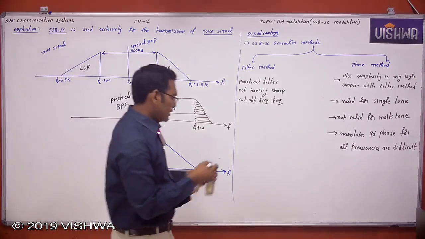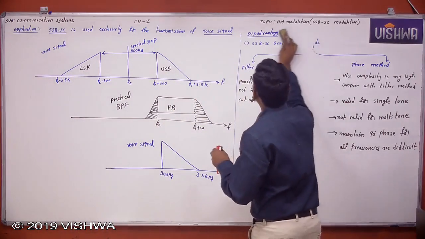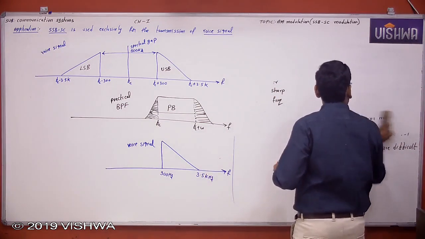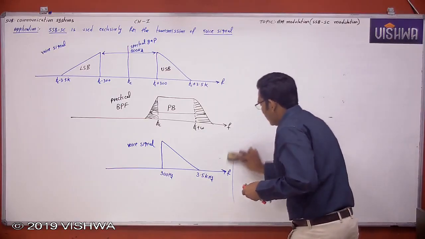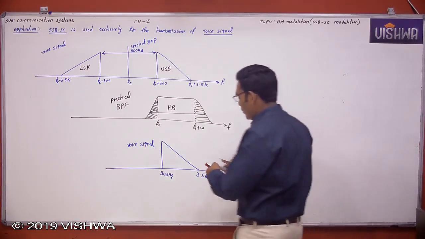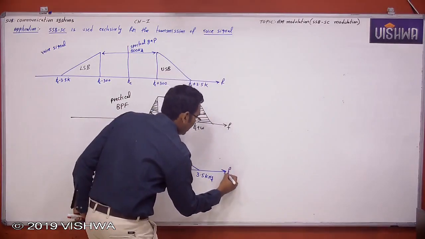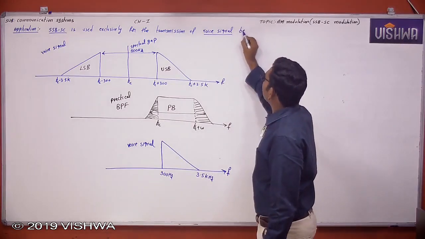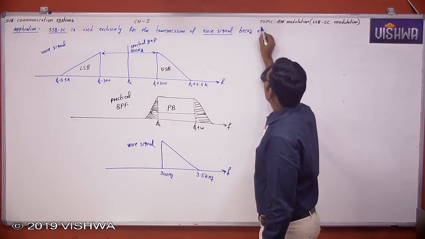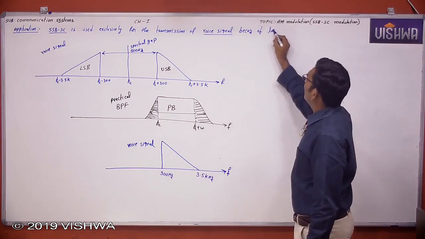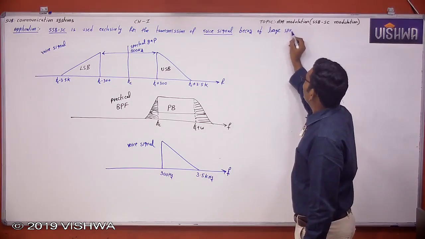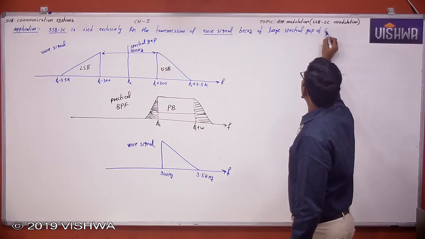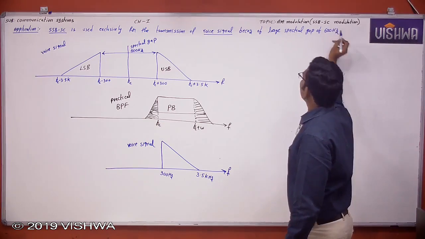So you tell me what is the advantage. SSB-SC is best suitable for transmission of voice signal because of the large spectral gap of 600 hertz between the sidebands of the voice signal. Okay, note down.